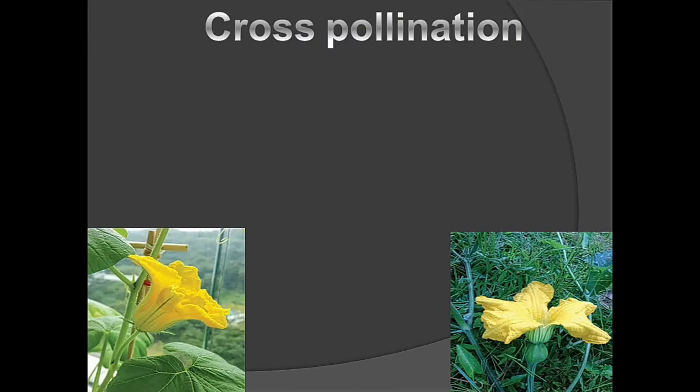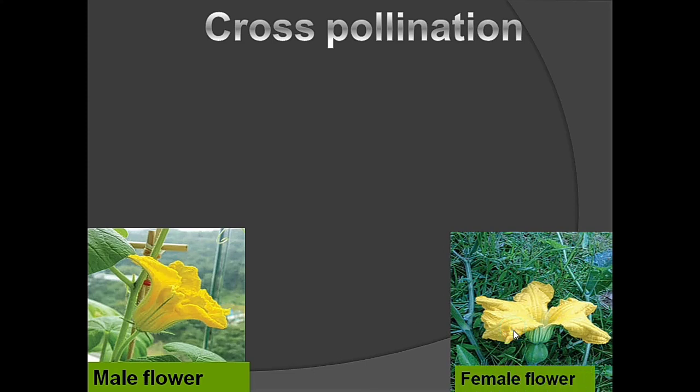Let us see again what is cross-pollination in detail. Cross-pollination is common in unisexual flowers. We have already learned in the previous video what are unisexual flowers. This is male flower, it is produced in male plant. Another one is female flower, it is produced in female plant.